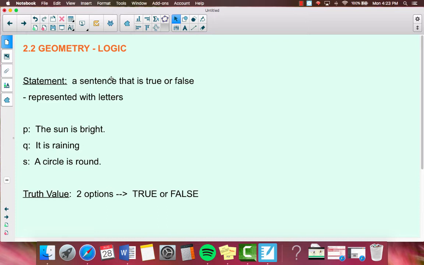For example, I might make the statement 2 plus 5 is 7. And you could tell me it's true or it's false. Okay, so that's just a simple statement. They don't always have to be math related. They could be about anything as long as they can be true or false.